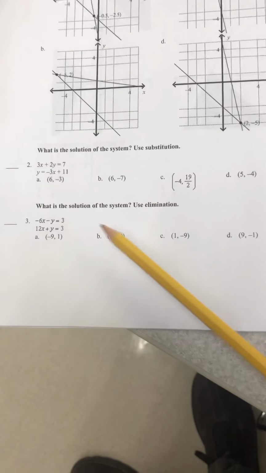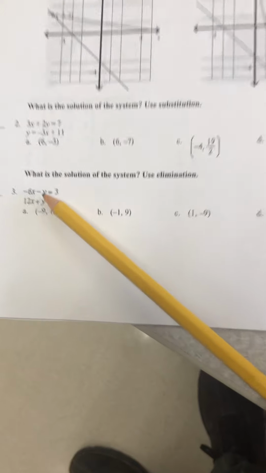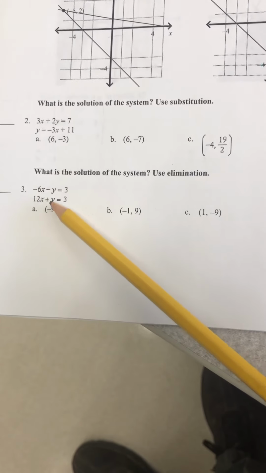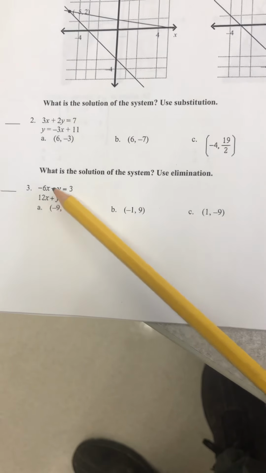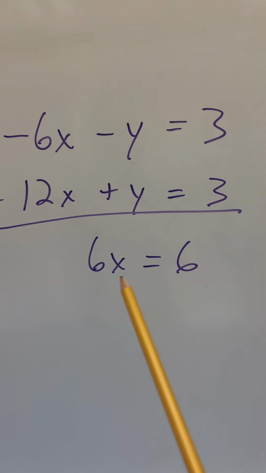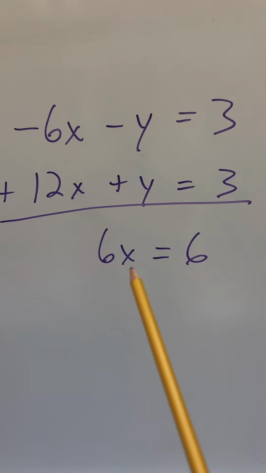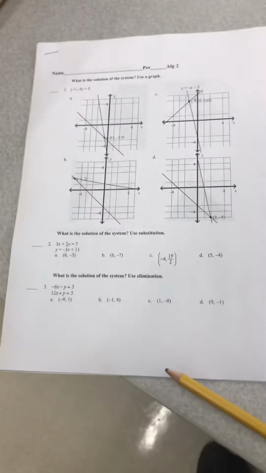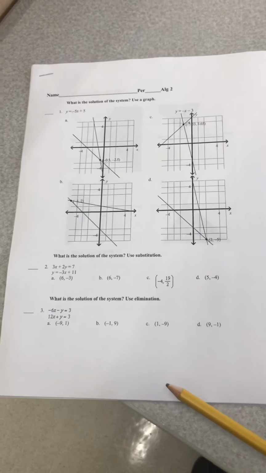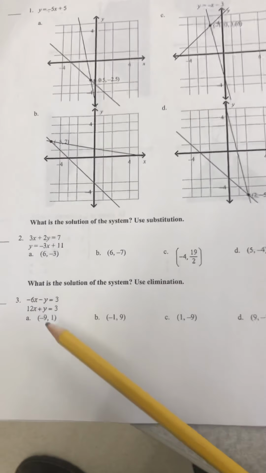For number three, what is the solution of the system? Use elimination. Just the way these are written, the negative y plus y eliminate each other. If I add these two equations up, as I do here, the y's are gone. I did the first step for you. I have x, so go ahead and solve for x. Get x by itself. You're going to end up getting the x value, and you don't even have to solve for the y value because there's only one x value that has that value.